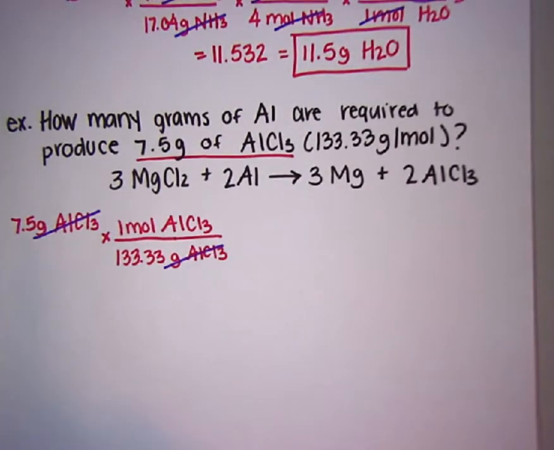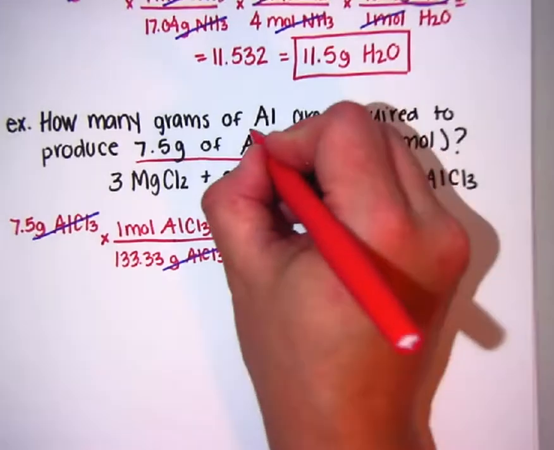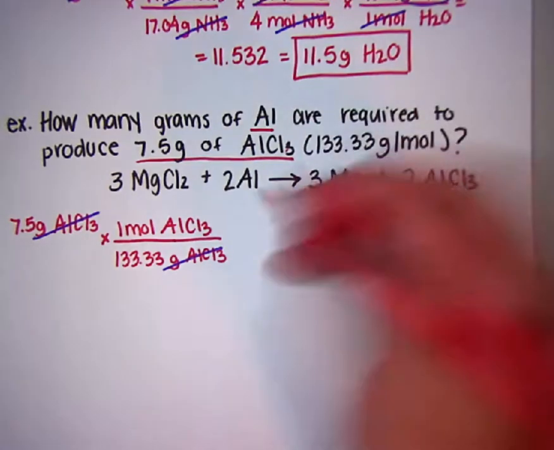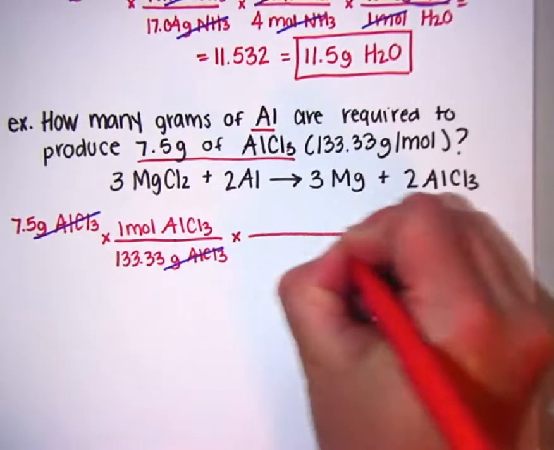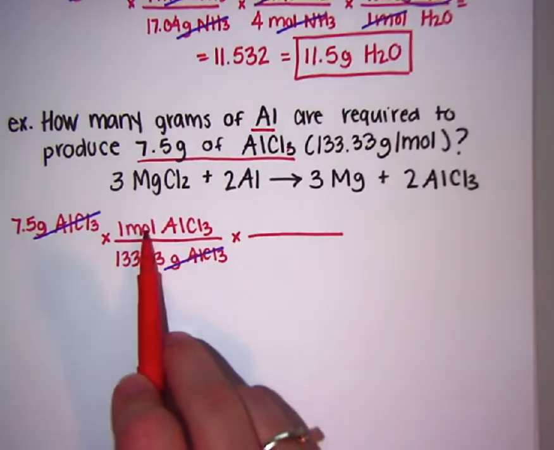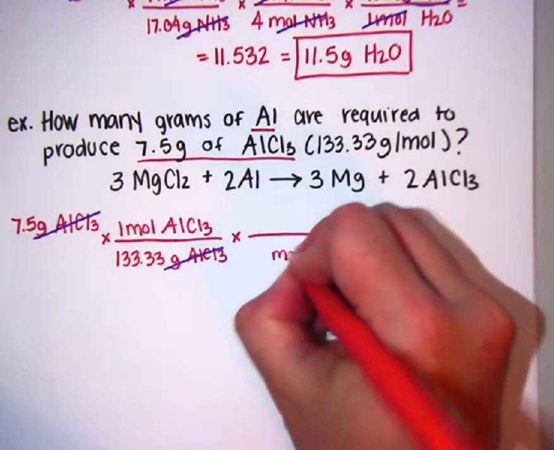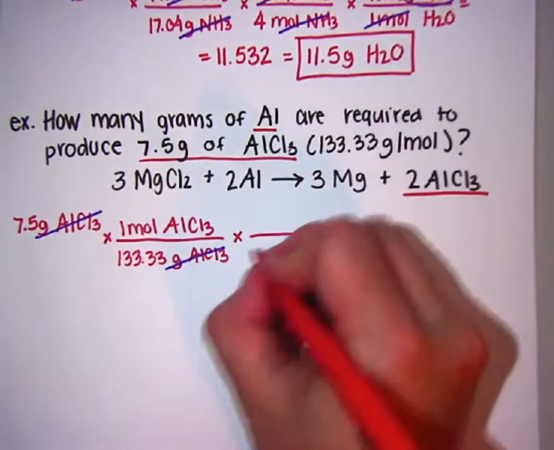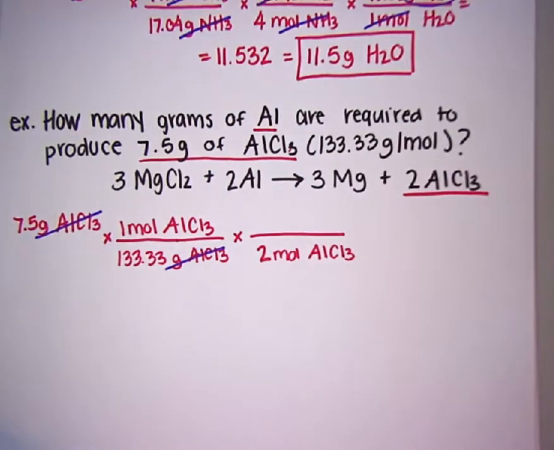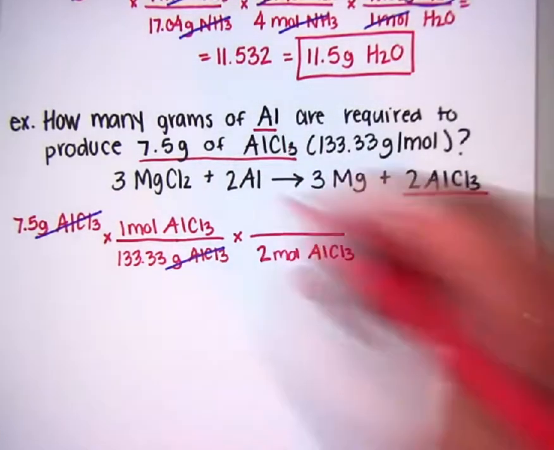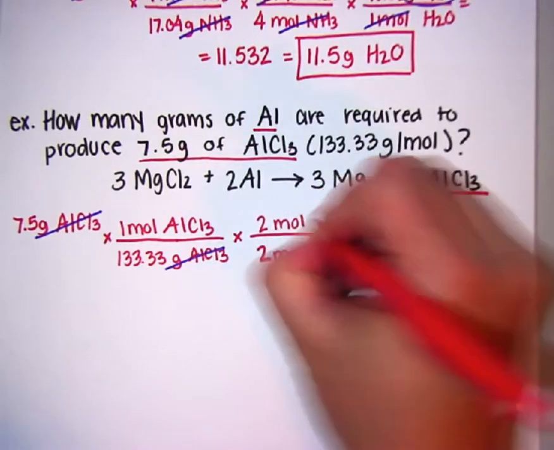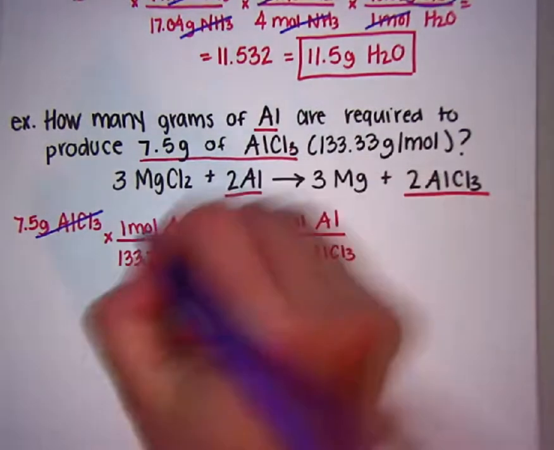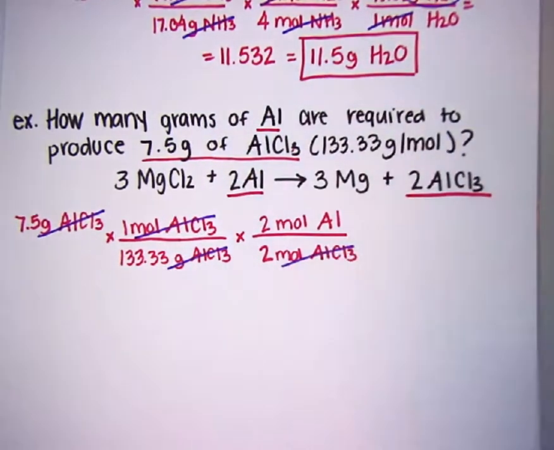So now I'm at moles of aluminum chloride, but I'm solving for just aluminum. I'm starting with a different substance than the one I'm solving for. Anytime you're converting between two different substances, you need a mole ratio. You need both the unit and the substance to cancel. We get the number of moles based on our coefficient from the balanced reaction. Whatever you're solving for goes in the numerator. I'm solving for aluminum, and there's 2 moles of aluminum. Moles of aluminum chloride divided by moles of aluminum chloride cancels out.